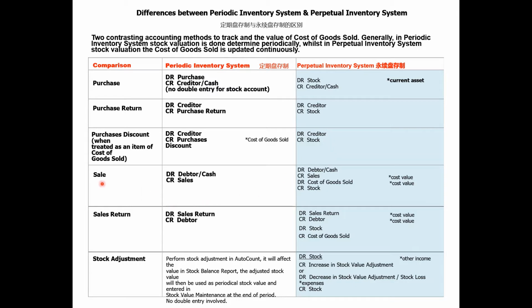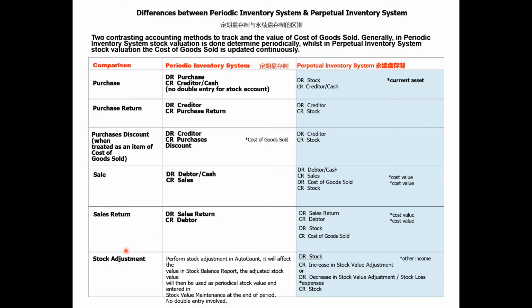So when it comes to sales, when there is a sales to customer, in periodic inventory system, it will debit the debtor and credit the sales account, right? Whereas if you practice perpetual inventory system, it will also debit the debtor, credit the sales account. At the same time, it will debit the cost of goods sold and credit the stock account. All right. So because this is goods taken out from the stock, the stock value will be reduced. That's why it credit the stock account.